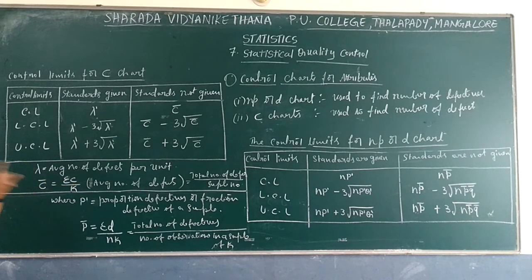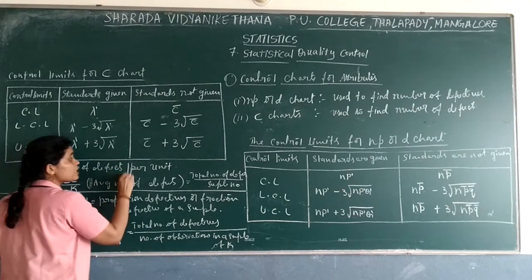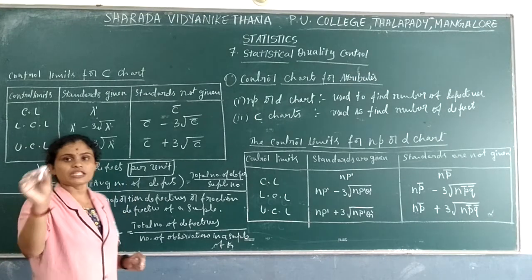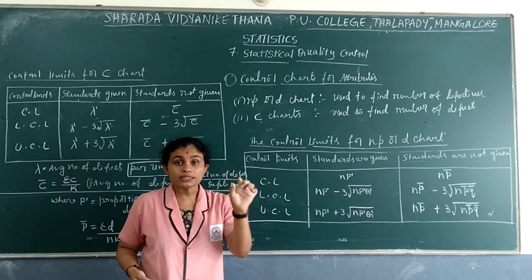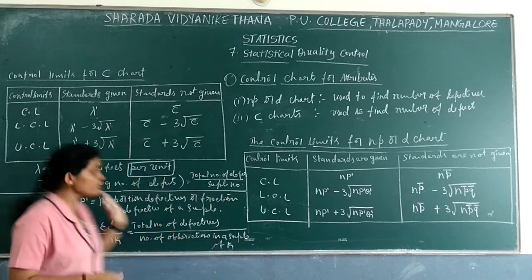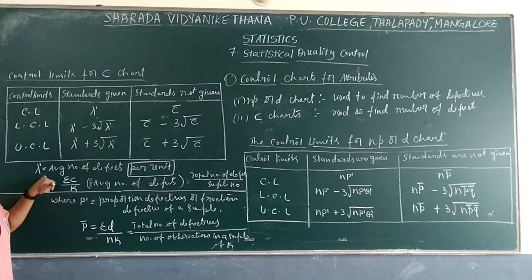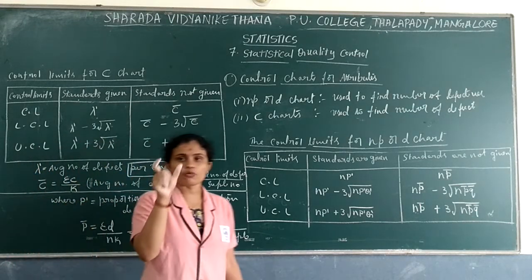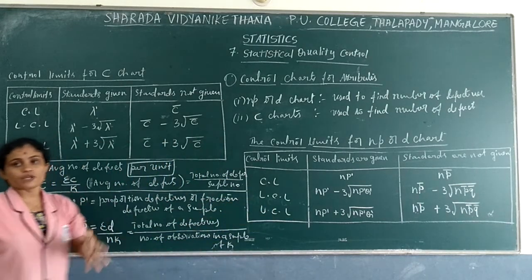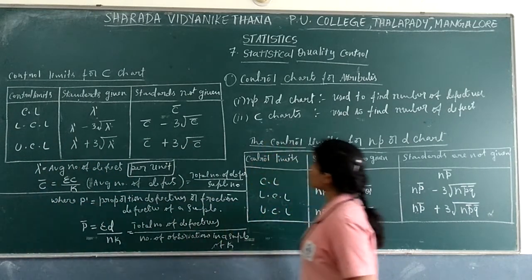See, the main difference is that both are average number of defects. In the problem, if any particular unit is mentioned, per meter, per centimeter, or per liter, then we consider it as lambda dash, that is average number of defects per unit. If units of measurement are not mentioned, then it is C bar. So this is about your control chart.